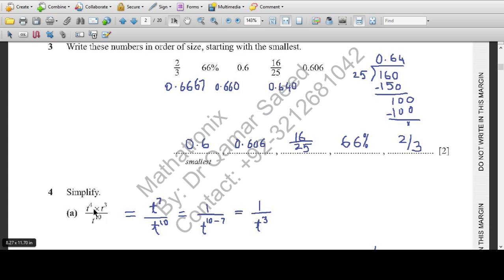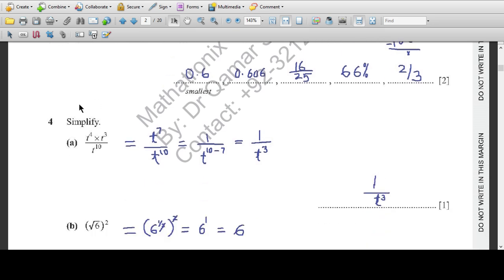Question number 4. Simplify t power 4 times t power 3 upon t power 10. So t power 4 and t power 3 is t power 7, and in the denominator we have t power 10. So we move this t power 7 to the denominator side, so it becomes 1 upon t power 10 minus 7, which is 1 upon t power 3. This is the simplified answer.